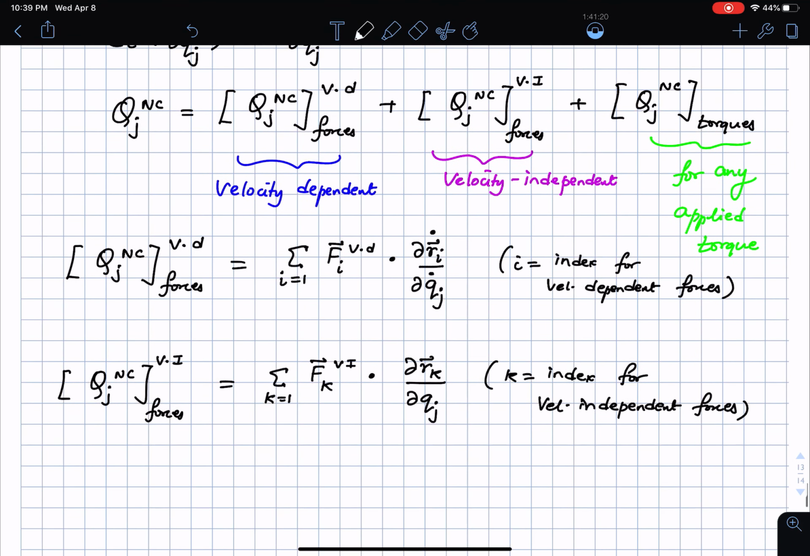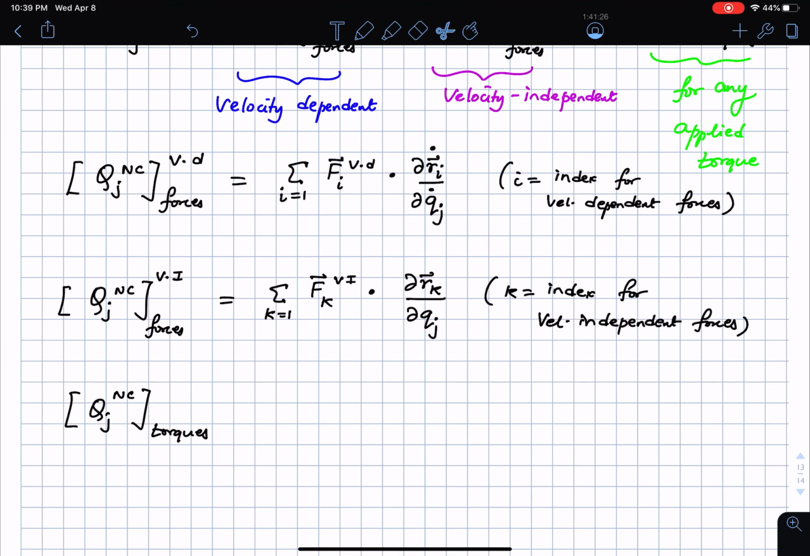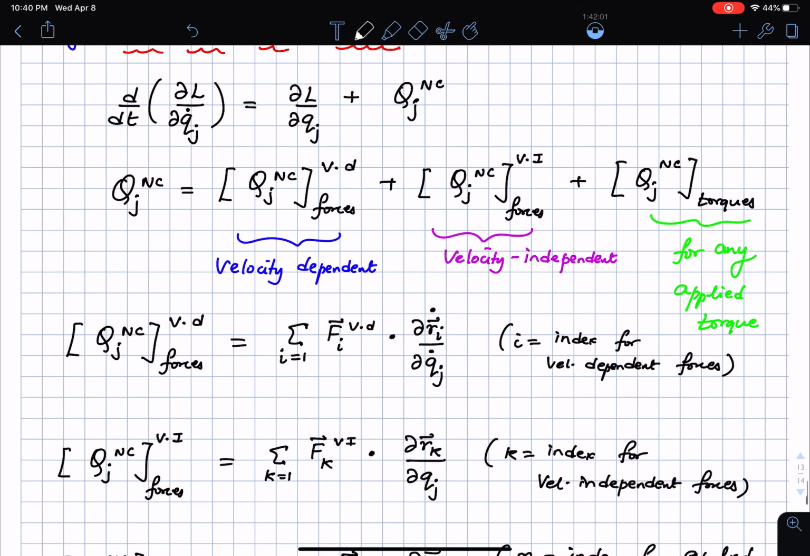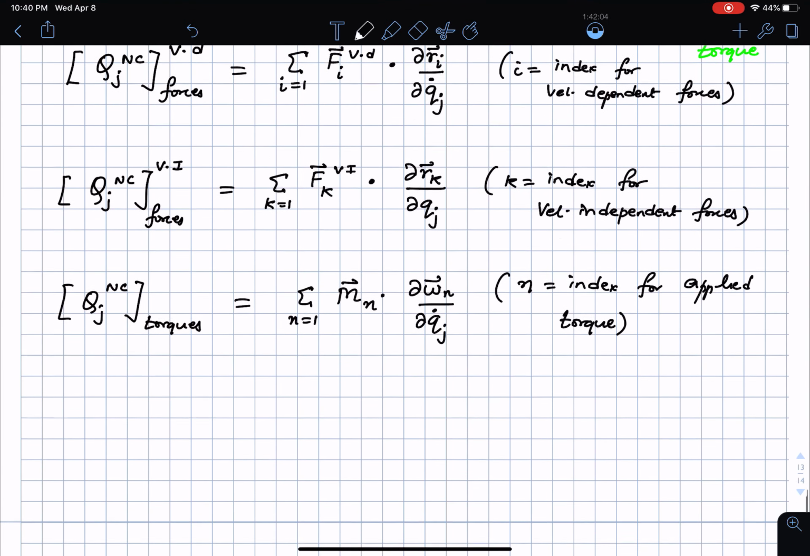And then lastly the torque term here, Qj for the torque. Let me copy that and bring it here. This is fairly straightforward as well. This is summation, n equal to 1 to something, Mn dotted with d omega n by dqj dot, where n is the index for the applied torque. All right, and this is for a holonomic situation.